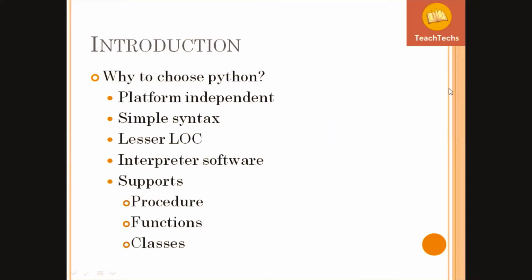Why choose Python? Python has to be chosen because of the following. Python is platform independent. It works on different operating systems like Windows, Linux, and many more operating systems. The syntax of Python programming language is very simple, easy to understand, and easy to learn. The Python programming language allows a user to write fewer lines of code.